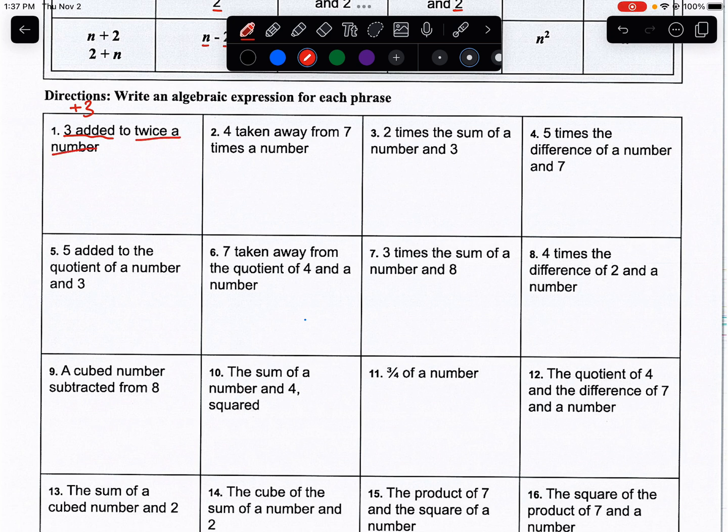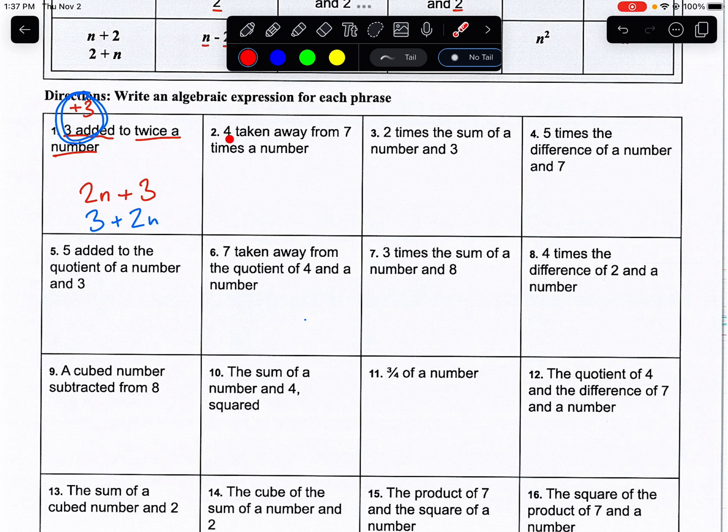Now, what does twice a number mean? Twice a number is 2 times a number. And what is our number? It's our variable. It's a number we don't know. So it's 2n, and we're going to add 3 to it, so 2n plus 3. Now, if you wrote 3 plus 2n, because you're thinking, oh, well, you put the 3 first because it was on the left side, that's fine, too. 2n plus 3, or 3 plus 2n, they both mean the same thing.